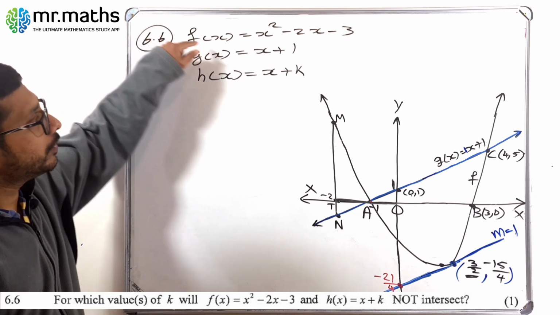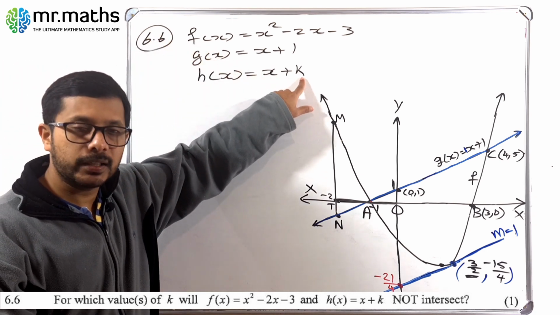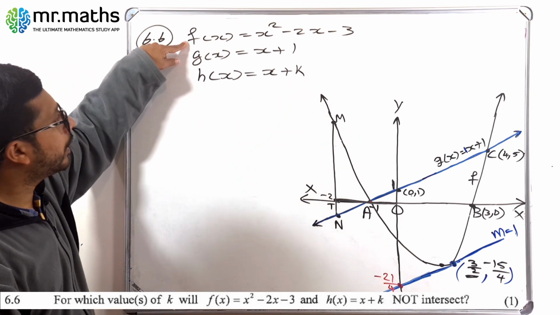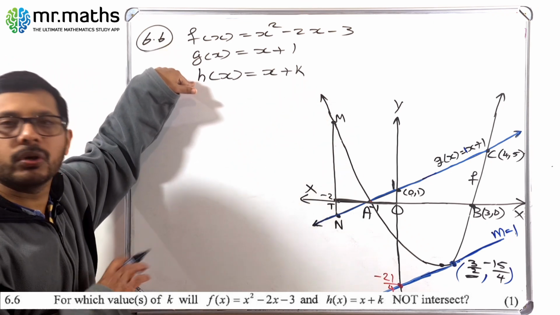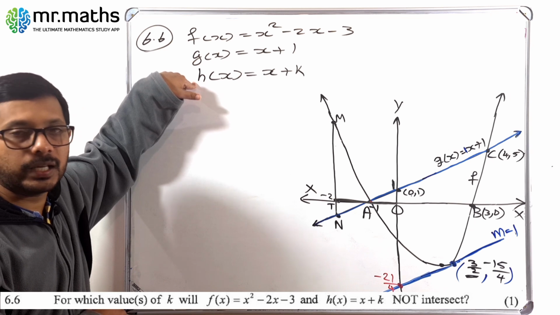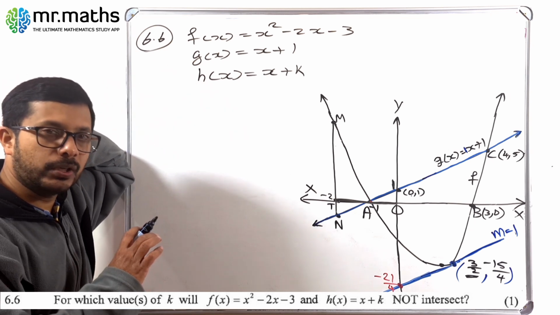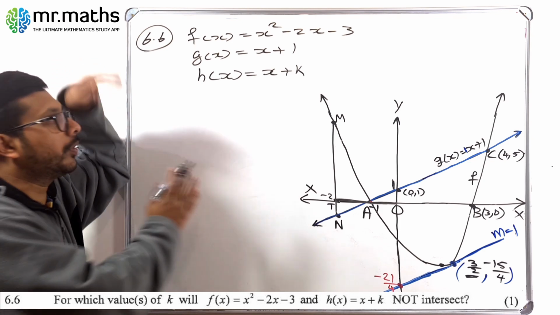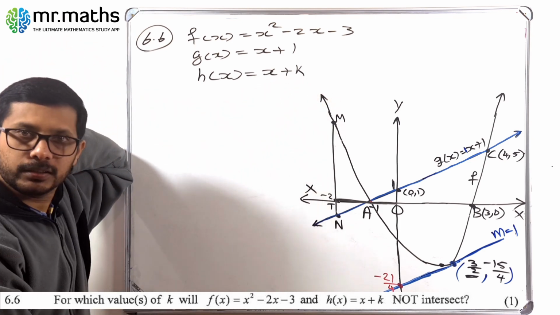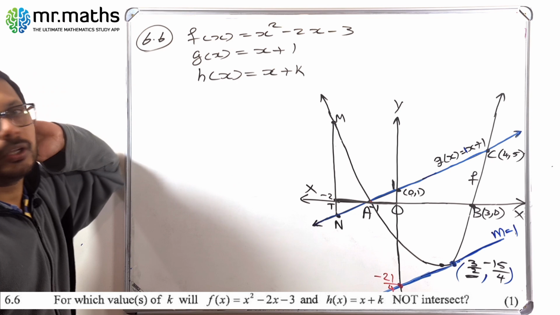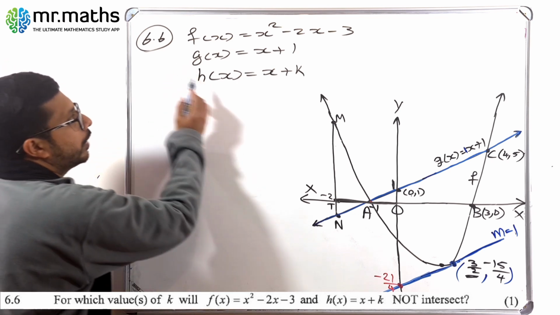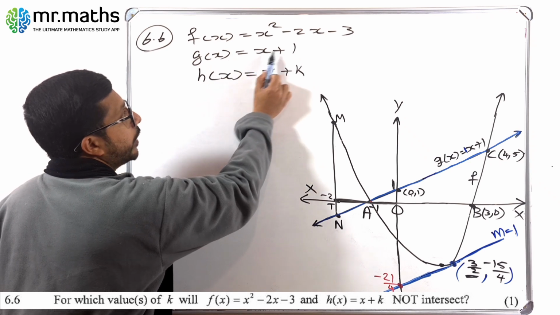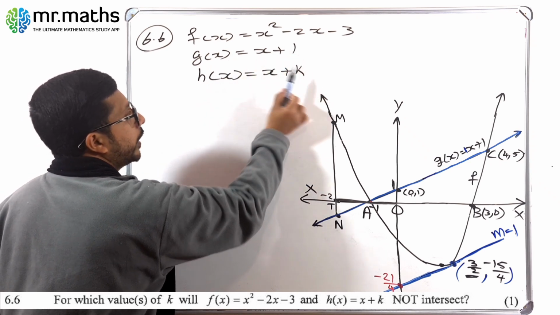They are asking you to find the values of this k. And what is the condition? The f of x graph and the h of x graph must not intersect or must not touch each other, and you have to find the corresponding value of this k. Okay, so now look at these two graphs. g of x is equal to x plus 1 and h of x is equal to x plus k.